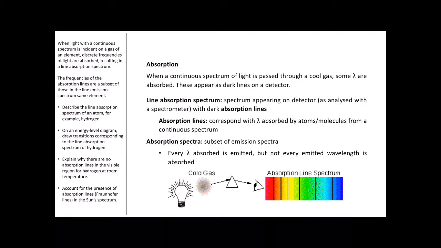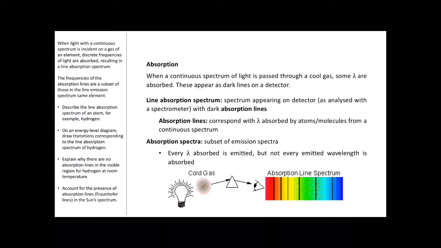So when light with a continuous spectrum is incident on a gas of an element, discrete frequencies of light are absorbed, resulting in a line absorption spectrum. The frequencies of the absorption lines are a subset of those in the line emission spectrum of the same element.